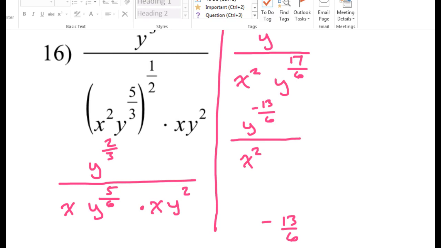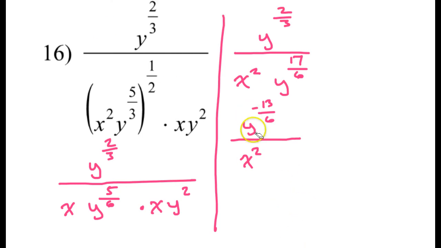Now the problem with this is that I've got this negative exponent. My next move would be to drop it down to the denominator because it's negative. But I'm not allowed to have a fractional exponent in the denominator. That's just one of the rules. So I need to figure out a way to split this apart so that I have an integer and then a positive fraction. So that's my goal.